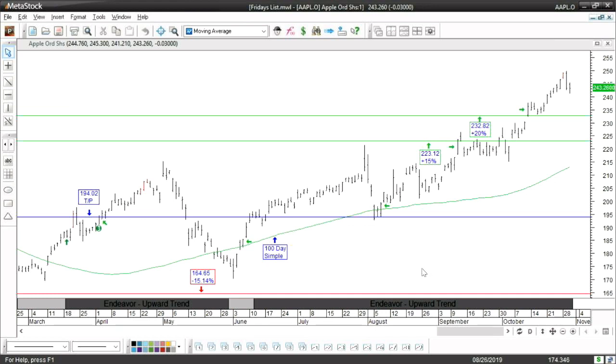Now, in my next example, I'm going to show you why it's so important to be disciplined. If you come into the trade knowing you want to make a certain amount of money, the 15 to 20% is what we look for in a strong green, why it's important to be disciplined. Let's look at our next trade here.